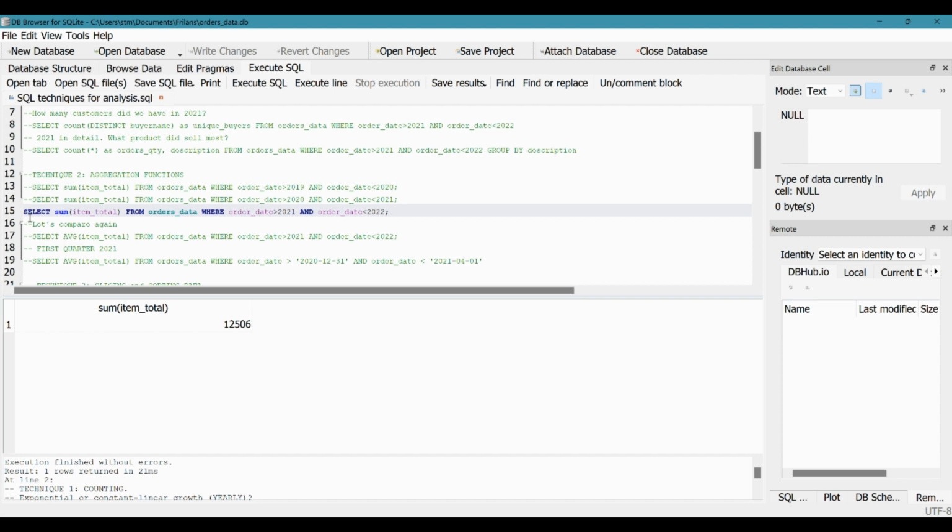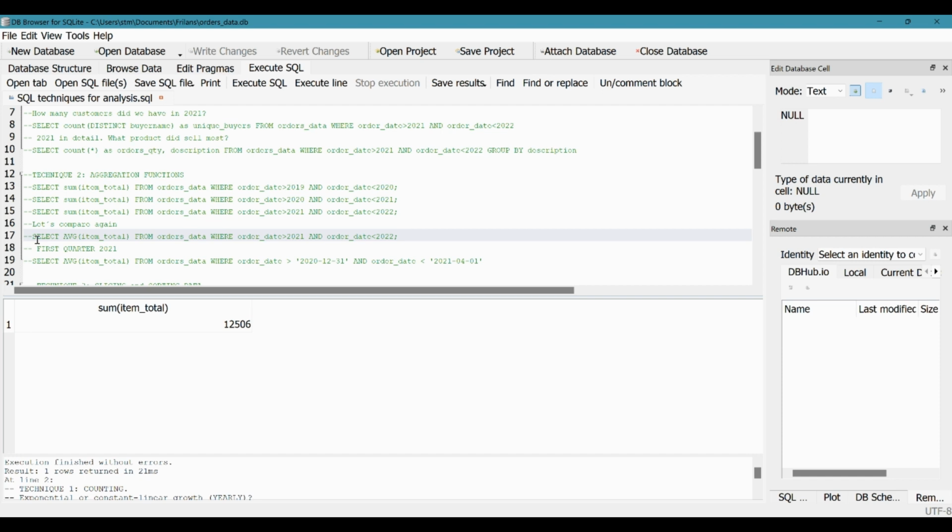I suppose you know that linear is when it's constant, it's the same, like 2 orders every year, or 3 orders every year. And exponential is like when it's the double of the one before, like the double of 2019, the double of 2020, and so on. So comparing this with the aggregation function can tell me very much about the growth.